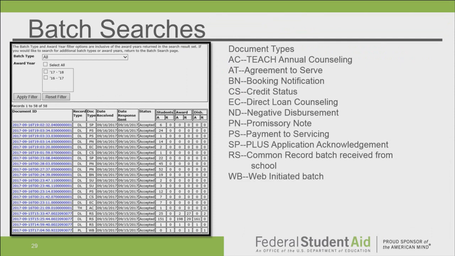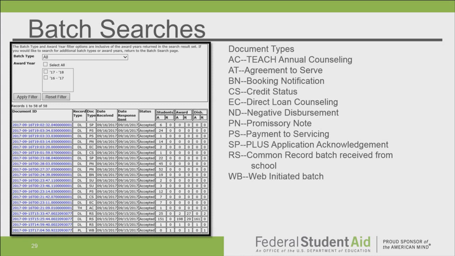We also added some things here this year. Notice the document IDs, that's your batch. The record types, what's in there, and most of these are direct loan. There's a TEACH down there at the bottom and a Pell at the very bottom. And then I added a key for you for the document type so that you could see what those all stood for, just as a reference tool for you to take home.